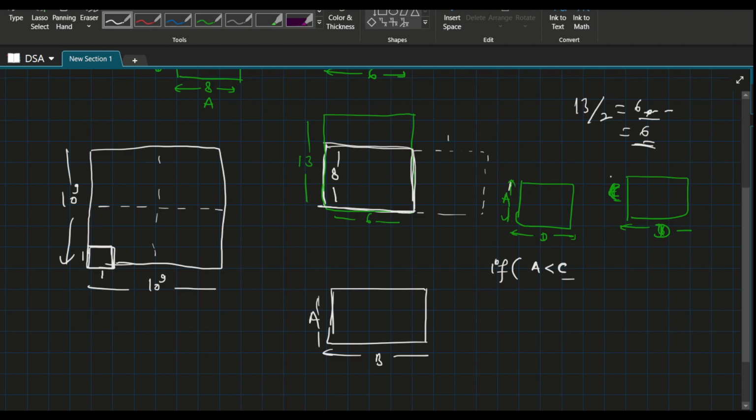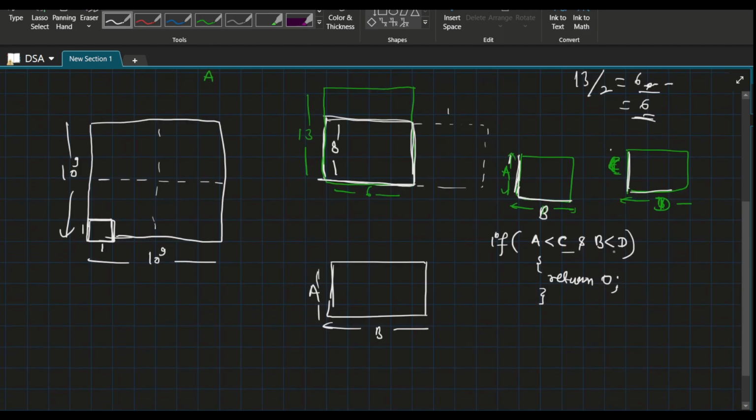That is, if this length of the carpet is smaller than this, then we can put our carpet with the same axis, and we would also check if B is smaller than D. If both sides of the carpet are smaller than both sides of the box, then we can simply put the carpet into the box. We do not need to fold the carpet, so we simply return 0 because we do not need any moves. Or what can be the other case?